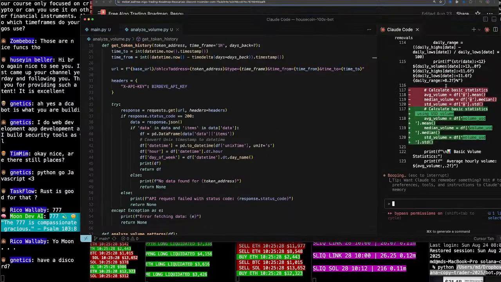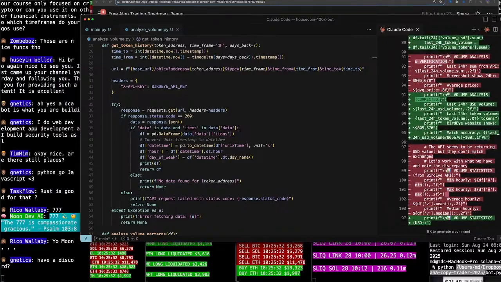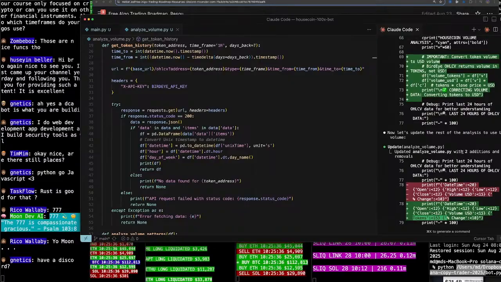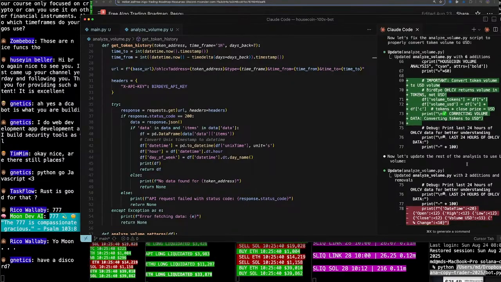Now let's update it. So I think it was doing volume based on the token, so it needs to get the price. Now let's update the rest of the analysis to use USD volume.